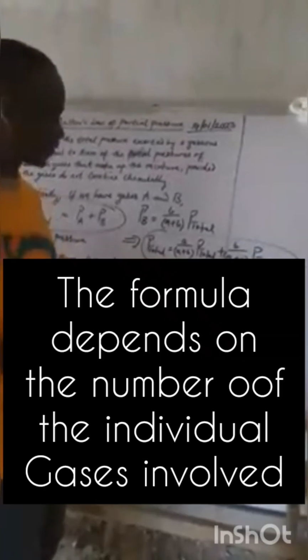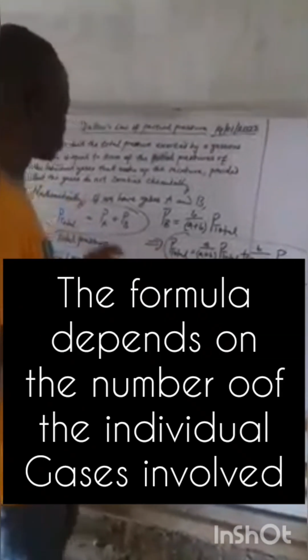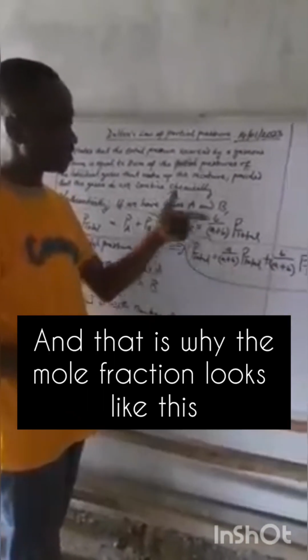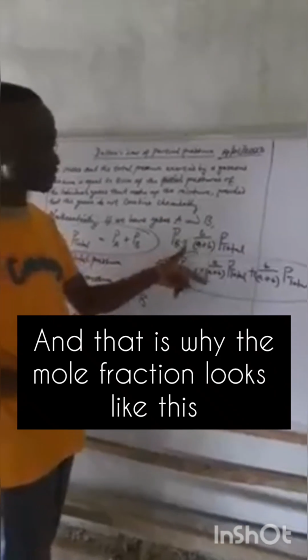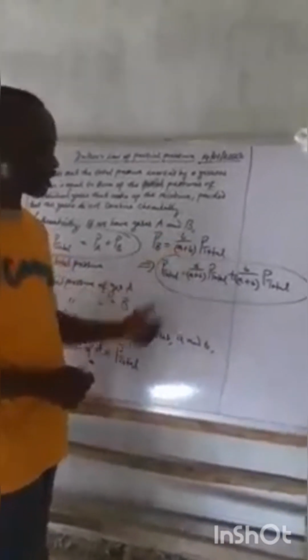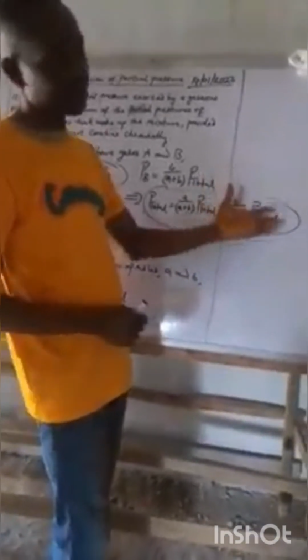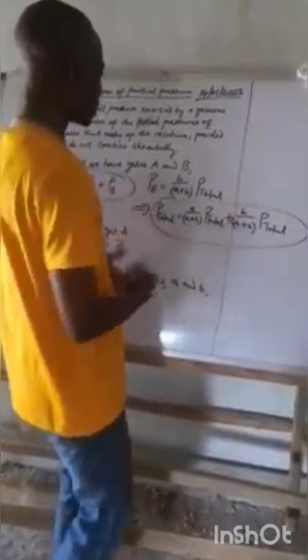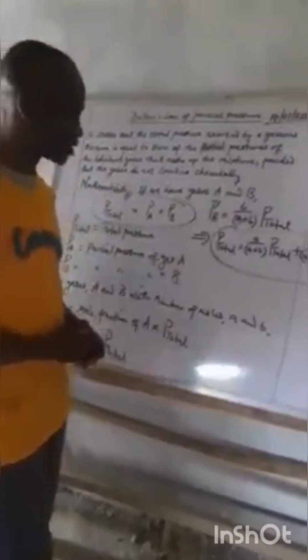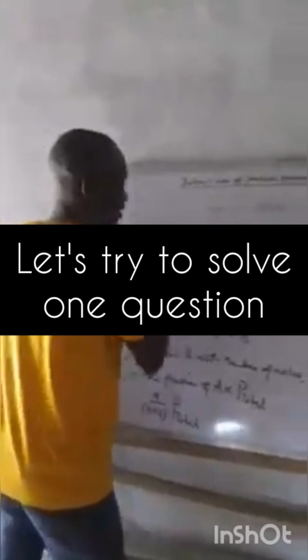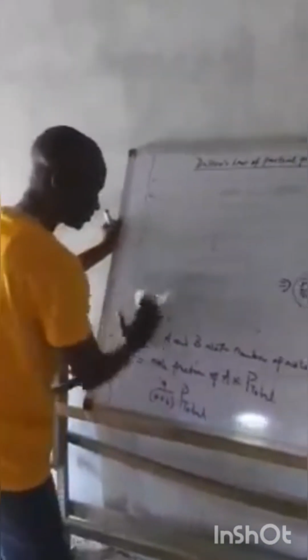Depending on the number of individual gases, we are using two gases, A and B. And that is why the mole fraction looks like this: number of moles of A over total number of moles times PTotal, plus number of moles of B over total number of moles times PTotal. So this is what Dalton's law is trying to state. Now, let's try to solve one question on this.